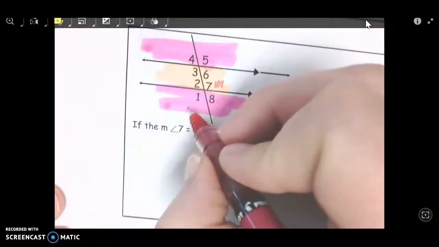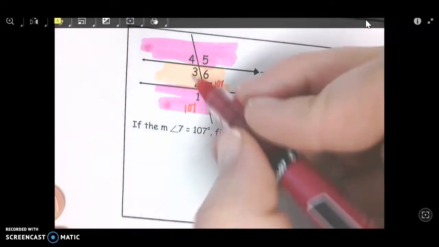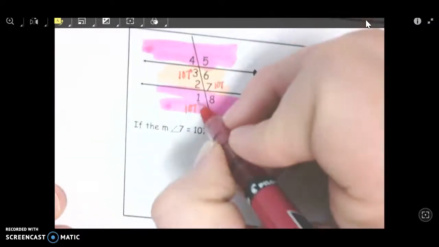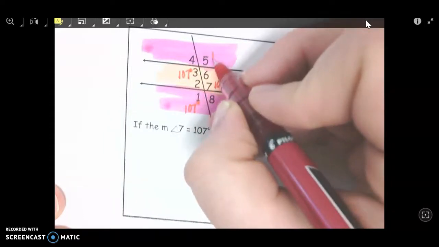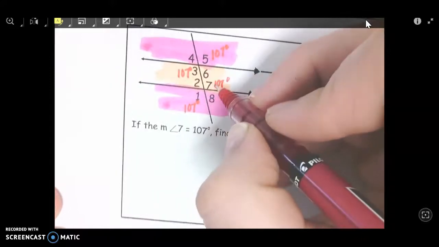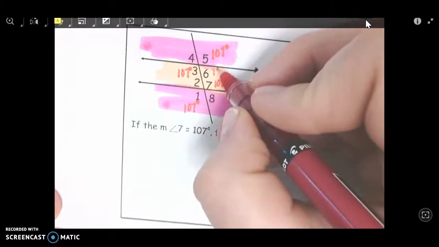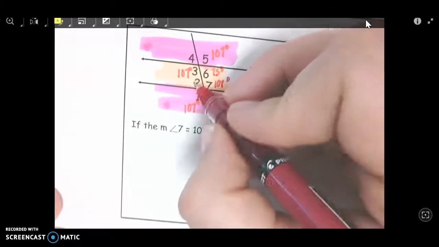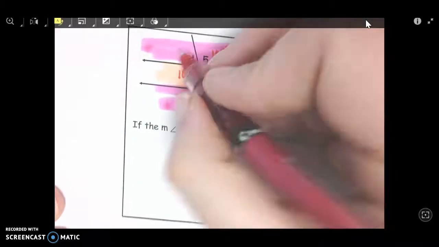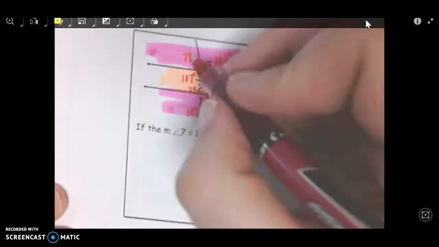So 7 and 1 are vertical, so 1 is also 107. 1 and 3 are corresponding, so 3 will be 107. 3 and 5 are vertical, so that would be 107. Okay. 6 and 7 are same side interior, so they add to 180. So we can say that this is 73 degrees. 6 and 2 are alternate interior, so that's 73. 8 is 73, and 4 is 73. Basically, if you're given one, you can figure out the rest.